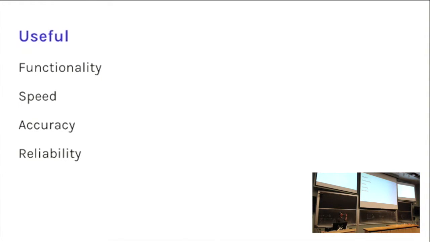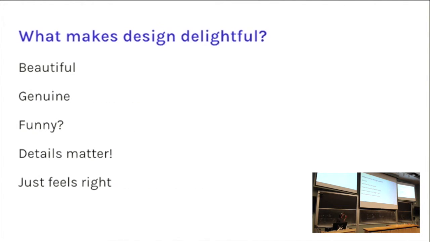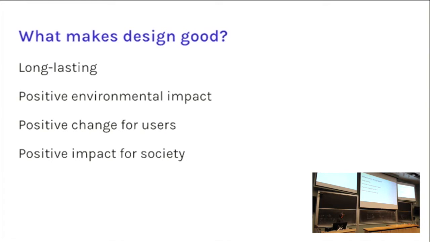Remember these, from blasts in the past? What makes an app useful? Functionality, speed, accuracy, reliability, not quite what we're doing here. Usability, simplicity, does it match the real world? Is it obvious? Is it self-explanatory? Is there confirmation? Is there forgiveness? Is it well-organized and consistent? Is it delightful? I don't know if a lot of these apps were delightful. So make sure you're keeping all these pieces in mind. Make sure it's good for the world.